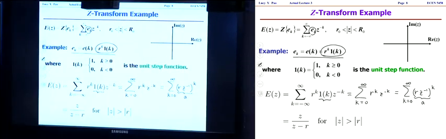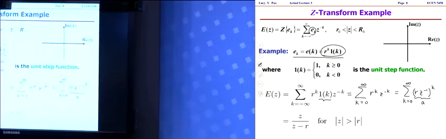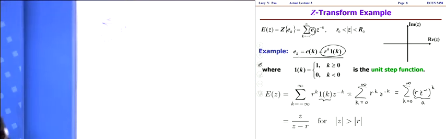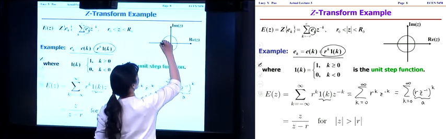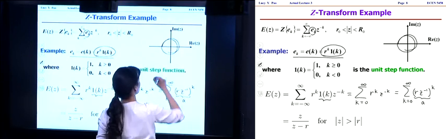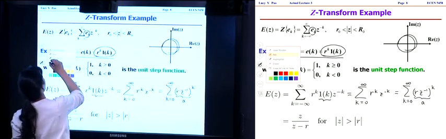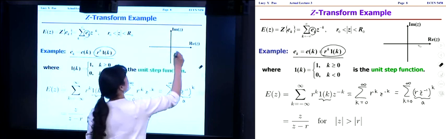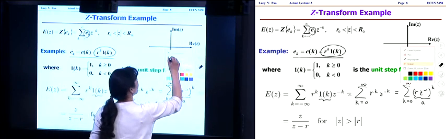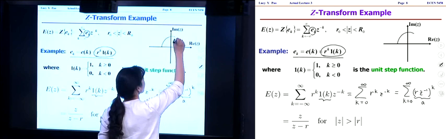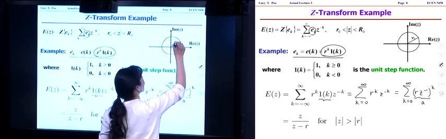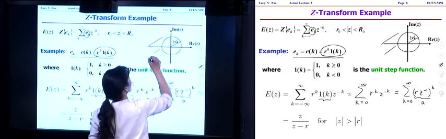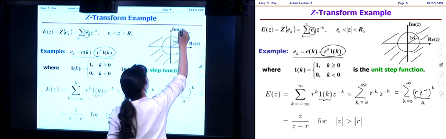And so here, the region of convergence is everywhere outside of a disk centered around the origin of radius R. So let me draw that a little better. The disk is centered at the origin with radius magnitude R, and the region of convergence is everywhere outside of it.